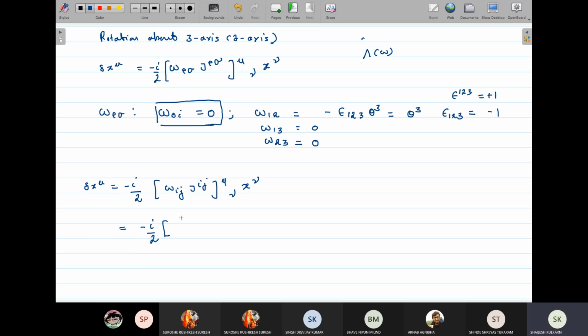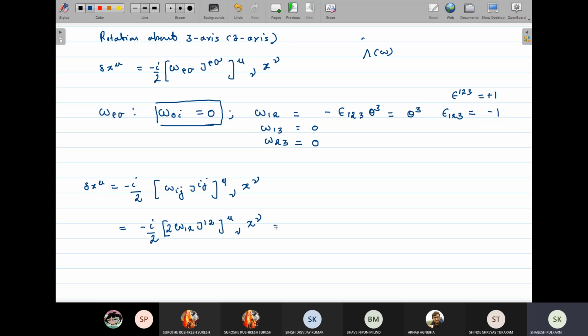Omega ij, so I will get omega 1 2 j 1 2. If it is omega 1 2 here, then I have to take j 1 2 only here, mu nu x nu. Clear? Plus there will be another term, omega 2 1 j 2 1. Agree? But I will use the antisymmetry of omega and j, and I will add. So there will be a factor of 2 here.